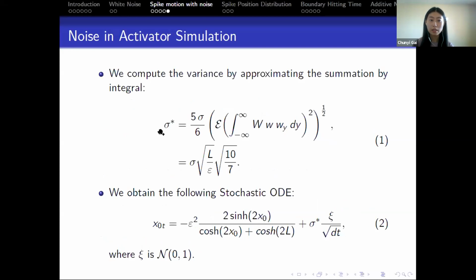So here we compute the standard deviation of this single random variable, which is given by this expression. By plugging in this W, and after some calculations, we finally get this sigma star is this number. The key point here is this is a constant that's independent of the total number of grid points n. So we then obtain this stochastic ODE where we replace the integral by this single random variable. Here psi is normally distributed and sigma star is given here.